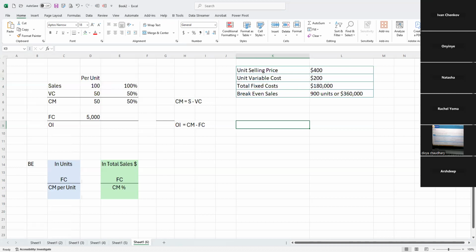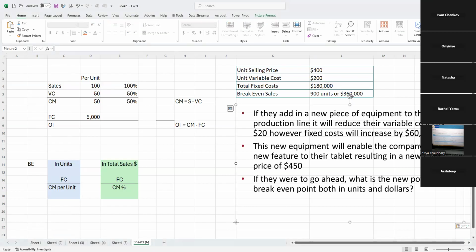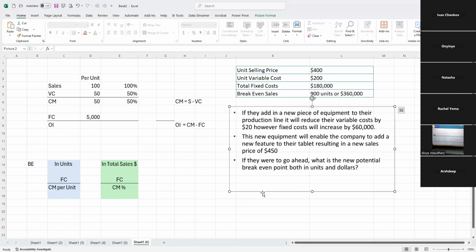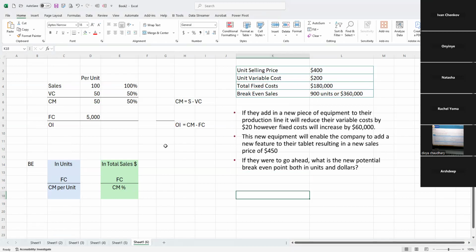Also, we have additional information, which is related to the next slide, and I'm going to copy this next slide and bring it here. Can you guys see it? Yes. So now let's start working and see what we can get.